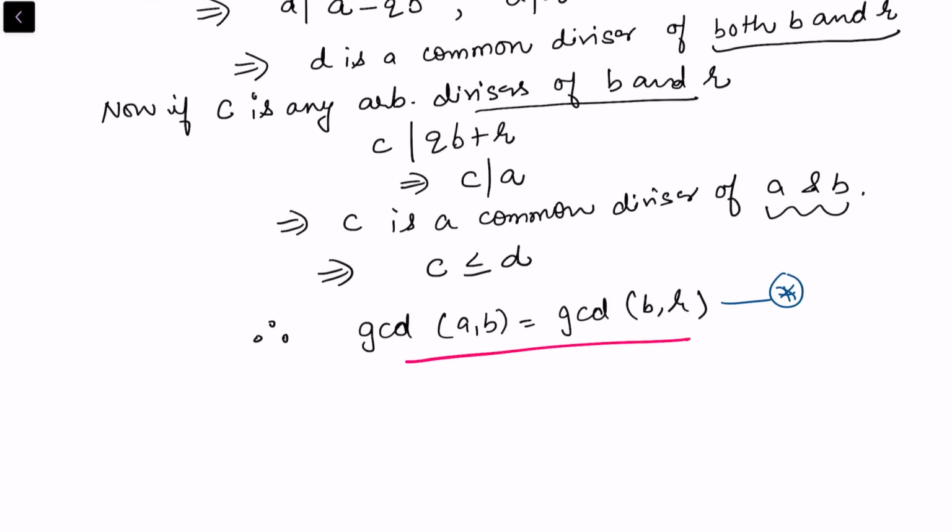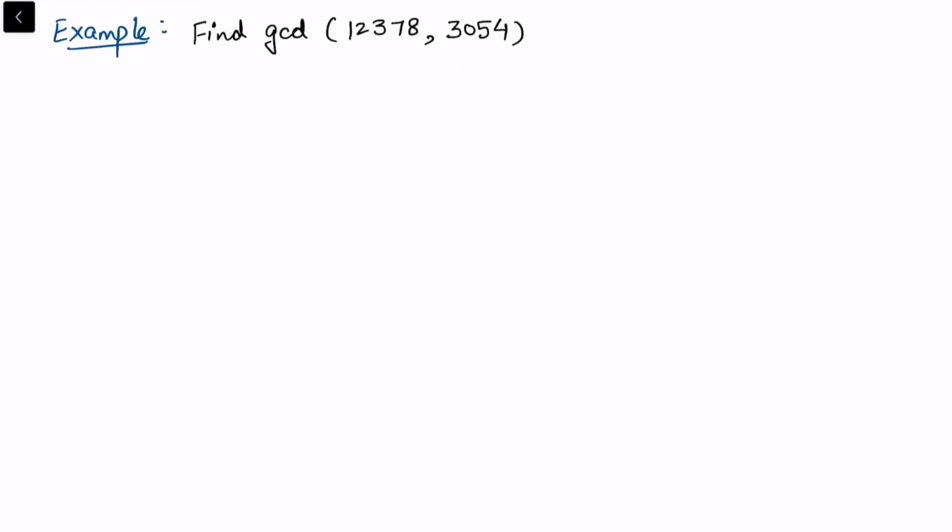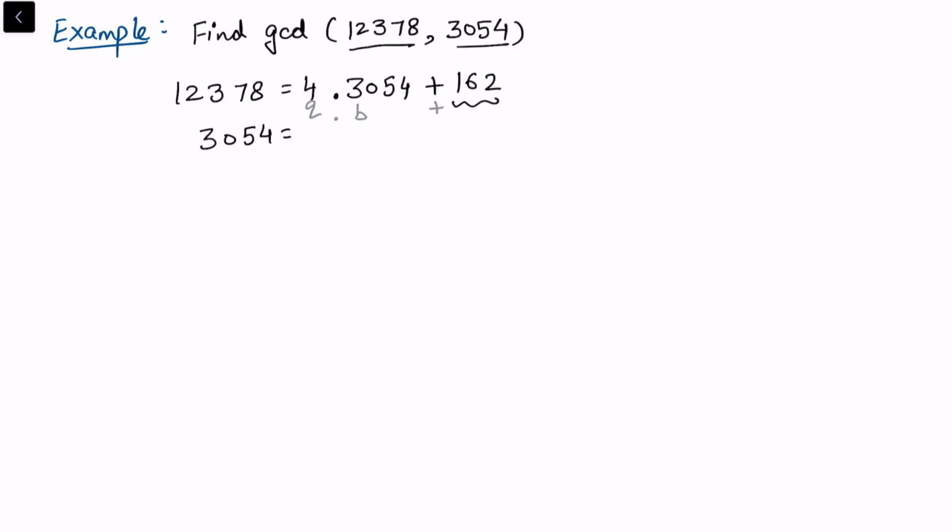Now let's understand this by an example also. In this example, I want to find the GCD of 123783054. So I know that this number is larger than this number. So keep this number on the left and keep this number on the right, 3058. Now choose the appropriate quotient. So this is 4 and the remainder, that is 162. We can see that the remainder is not equal to 0. So repeat this process, 3054, that is actually the b. So here this is q, this is b, and here this was the remainder.